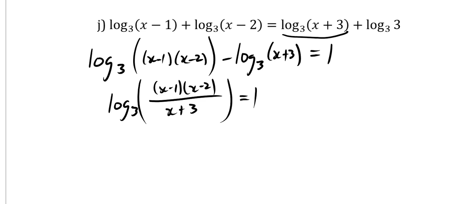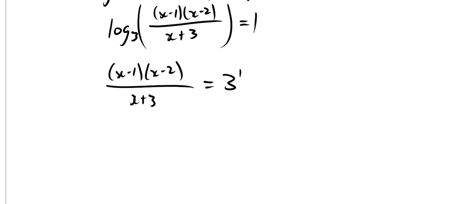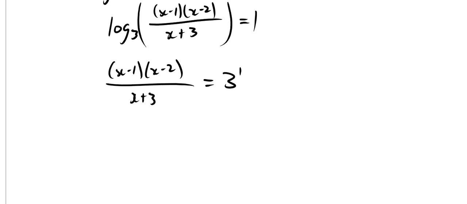I don't know if it was better to do it equal to 1 or not in this case. Probably not, but it doesn't matter. So then I rewrite and I get x minus 1 times x minus 2 all over x plus 3 equals 3 to the 1, which is just 3. And then what do I do? I solve it like a rational equation, oh my gosh, from the last unit. Now, not the inequalities. This is an equation. So I end up doing x minus 1 times x minus 2 equals 3 times x plus 3.